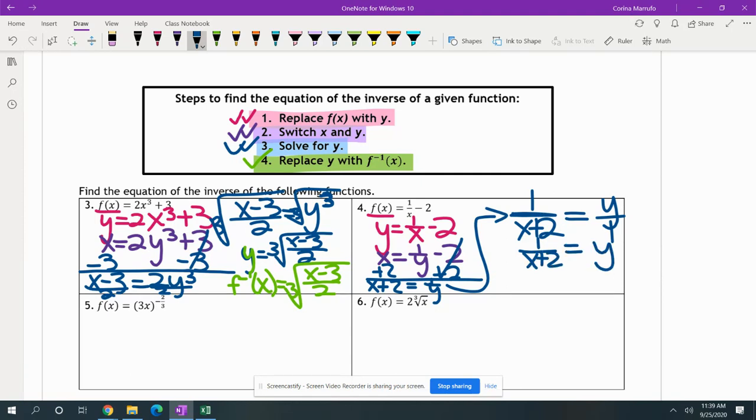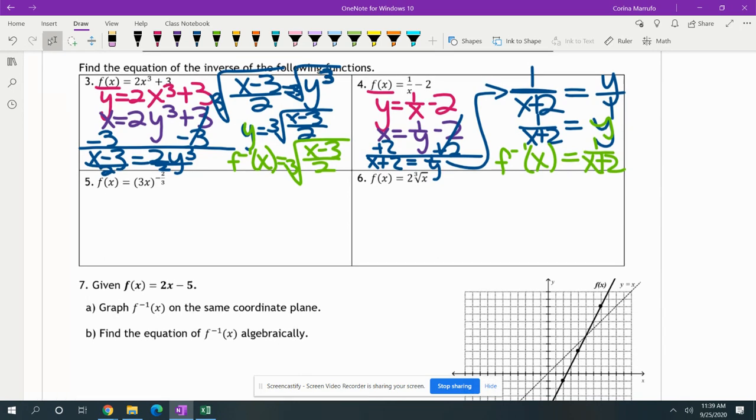And then our last step is to replace y with f inverse of x. So we're going to rewrite it as f inverse of x is equal to 1 over (x plus 2). Okay, and that's it. All right.